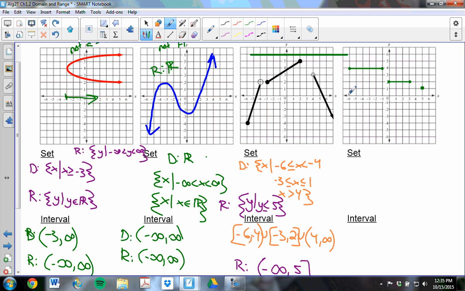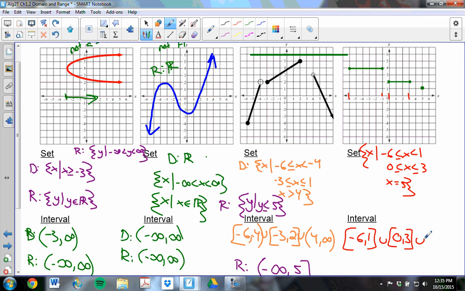This is going from negative 6 to 1. It's going from 0 to 3. And it also just includes 5. It's x such that x is all these numbers. That's my domain. I could also list it as from negative 6 to 1, inclusive, with the union, a U for union, meaning including both of these, 0 to 3. And also just including a plain old 5.